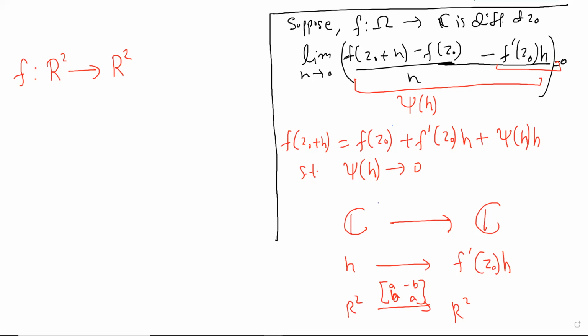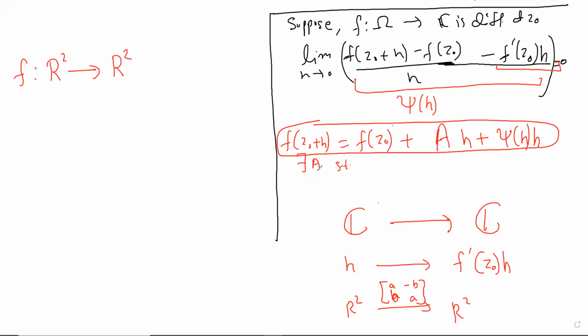Okay, so what is it that we want? Now we can frame this definition differently. Instead of f dash, we can just say that there exists a matrix A, since this can be treated as a vector in R2, such that this happens. And by this happens, I mean you can consider all these things as tuples of numbers rather than as complex numbers.